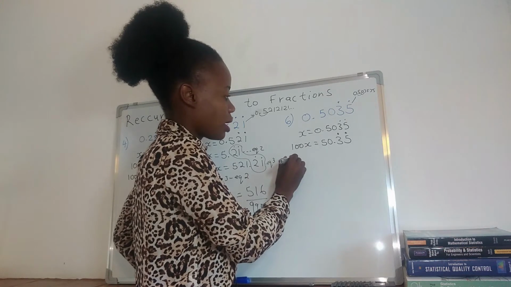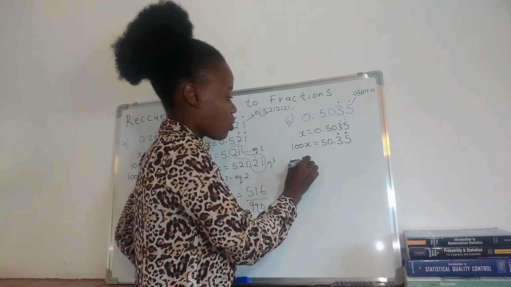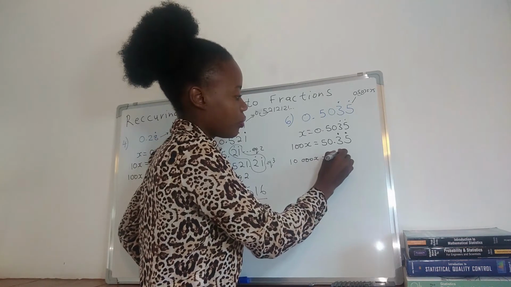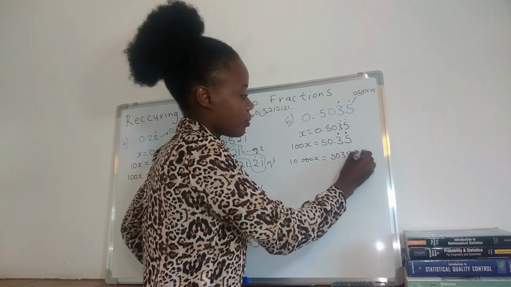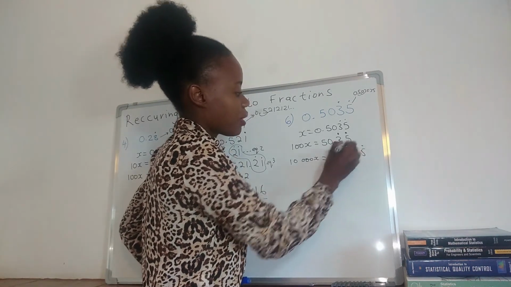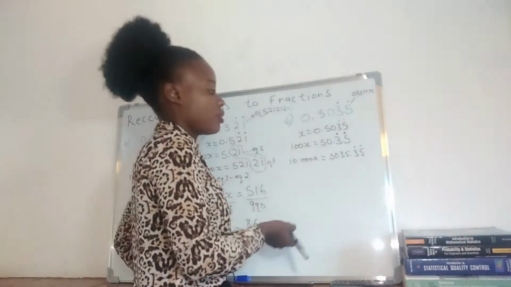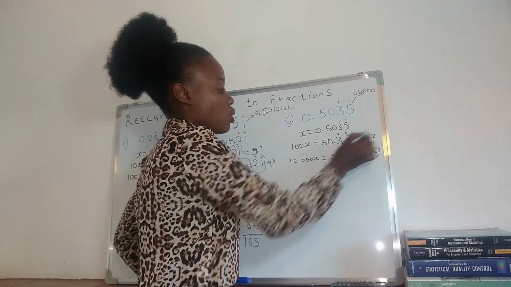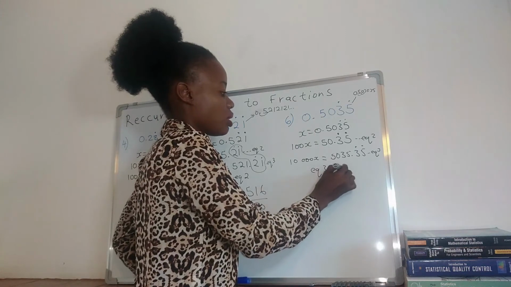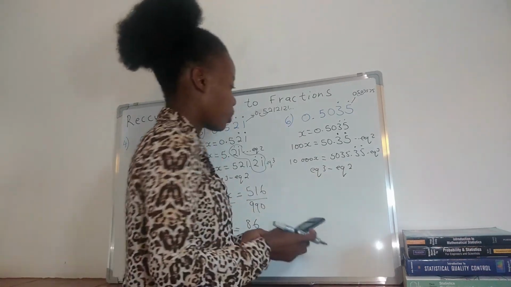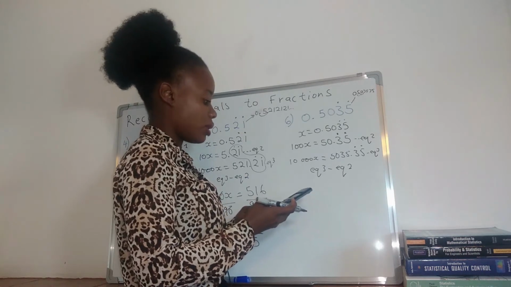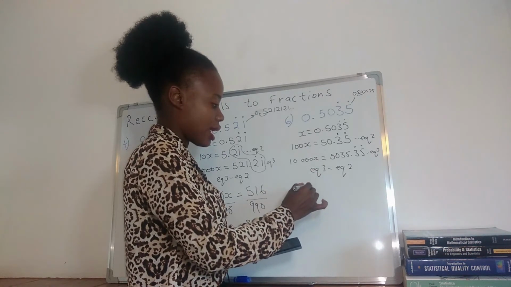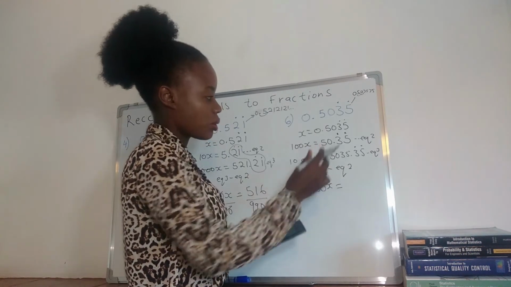We're going to have 10,000x equals to 5,035.35 recurring. After that, this is equation 3, and this is equation 2. Equation 3 minus equation 2. So 10,000x minus 100x is 9,900x equals to this one.